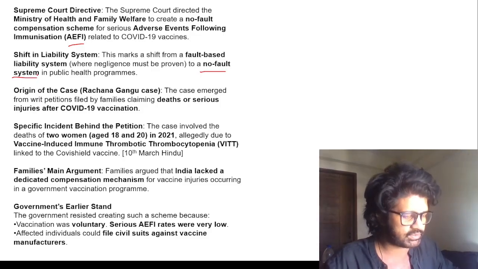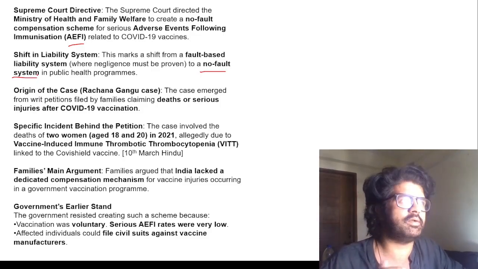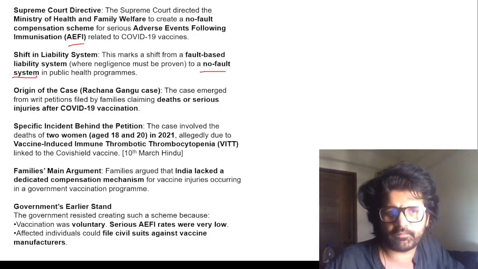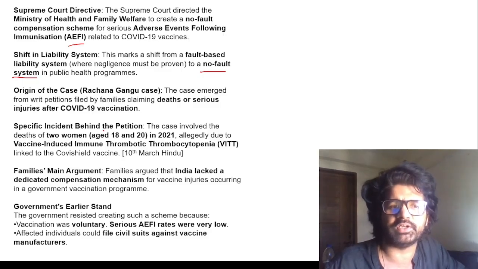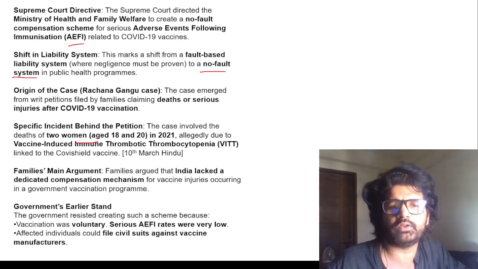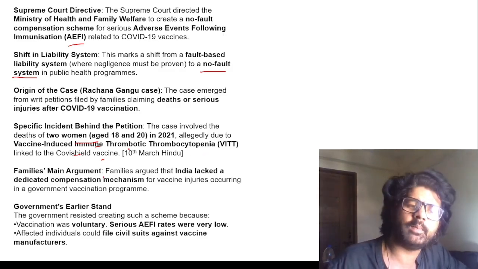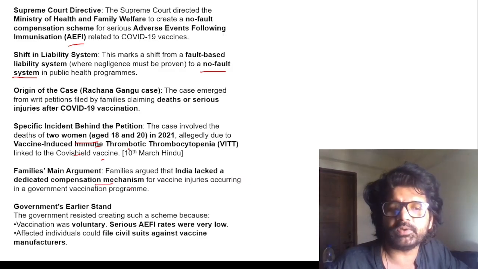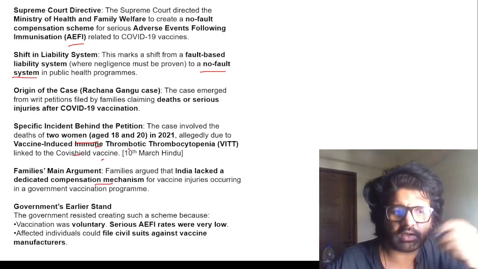We know there will be some reactions. Vaccines will not work equally on everyone. There can be some deaths or serious injuries. There was a case of the death of 2 women due to vaccine-induced immune thrombotic thrombocytopenia, linked to the Covishield vaccine. The family's argument was that India lacked a dedicated compensation mechanism, which is there in so many other countries of the world.